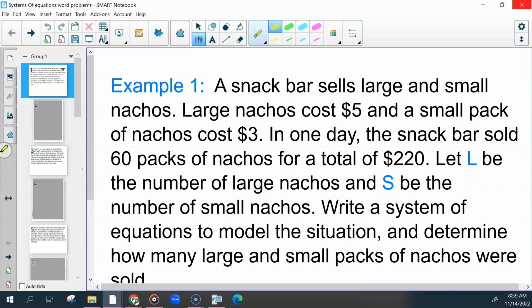Important things. What do we find important? The cost. So the small costs 3, the large costs 5. Those are important. Taylor? The L being large nachos and S being small nachos. Okay, so they told us what our variables are, so that is very important. As in the total. Taylor? Number of packs sold. So anytime you see numbers, all of those are important.